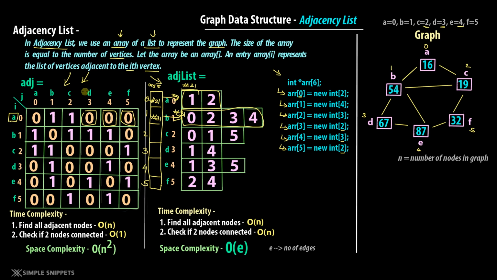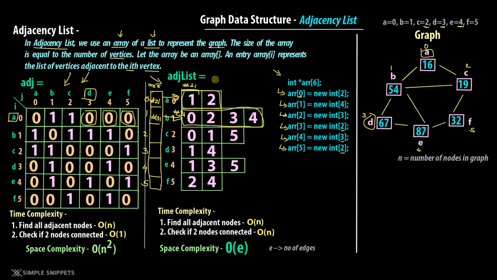So A and D is not connected, right? A and D does not have a direct link, correct? So that's why there is a 0. But in the actual computer memory, this is just a waste of memory, right? We don't really need this. We only need the ones.